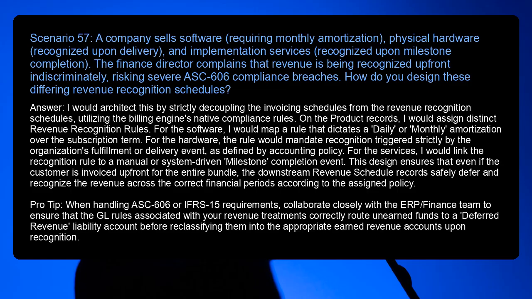Answer: I would architect this by strictly decoupling the invoicing schedules from the revenue recognition schedules, utilizing the billing engine's native compliance rules. On the product records, I would assign distinct revenue recognition rules. For the software, I would map a rule that dictates a daily or monthly amortization over the subscription term. For the hardware, the rule would mandate recognition triggered strictly by the organization's fulfillment or delivery event, as defined by accounting policy. For the services, I would link the recognition rule to a manual or system-driven milestone completion event.